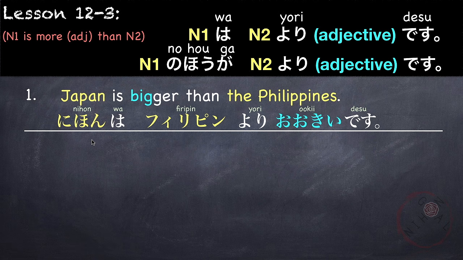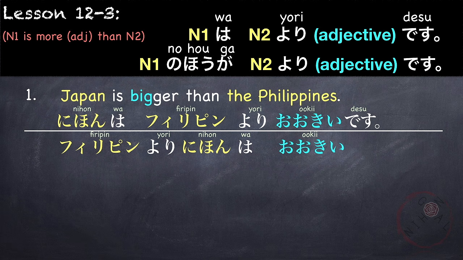You can also switch the N1 and N2 placement. For example, Philippine yori Nihon wa ookii desu. More than the Philippines, Japan is bigger.